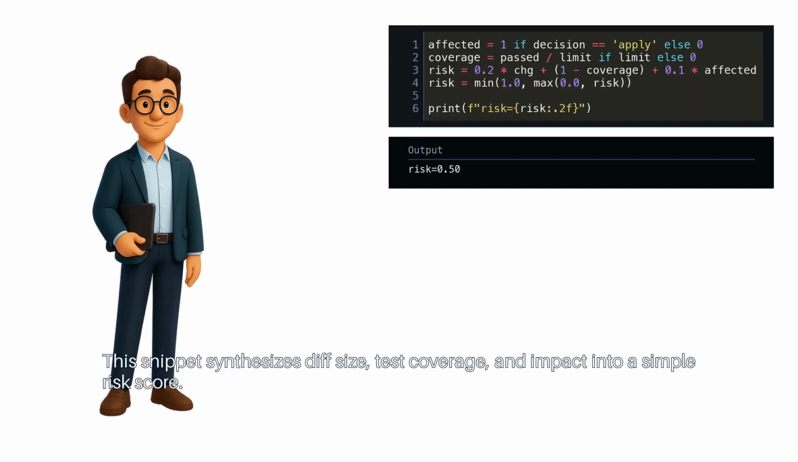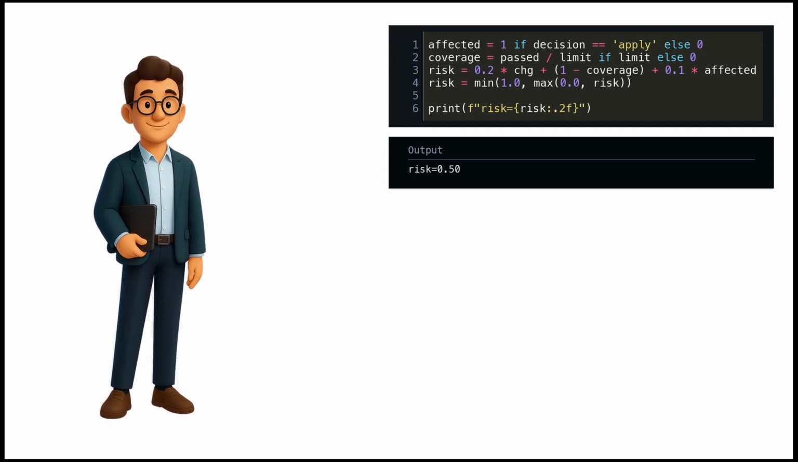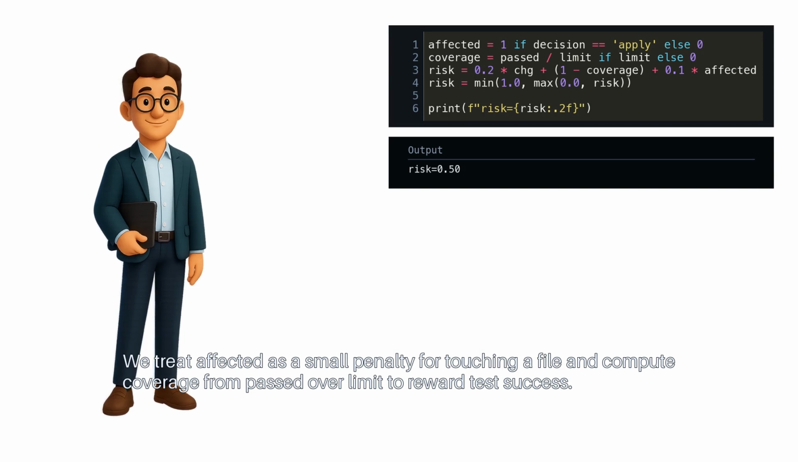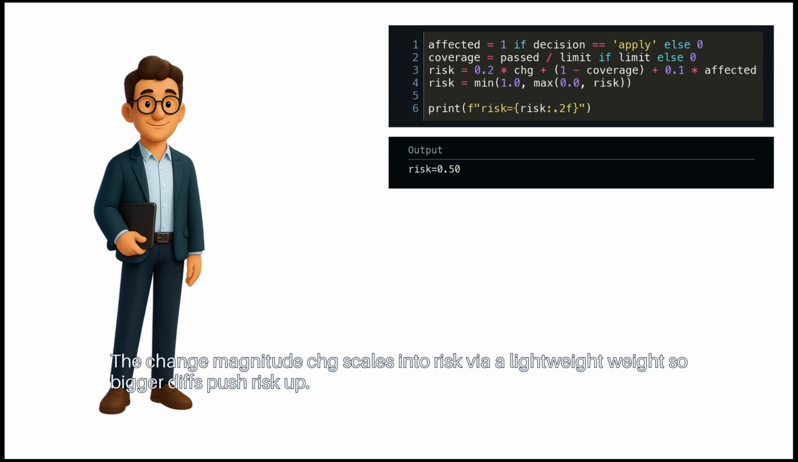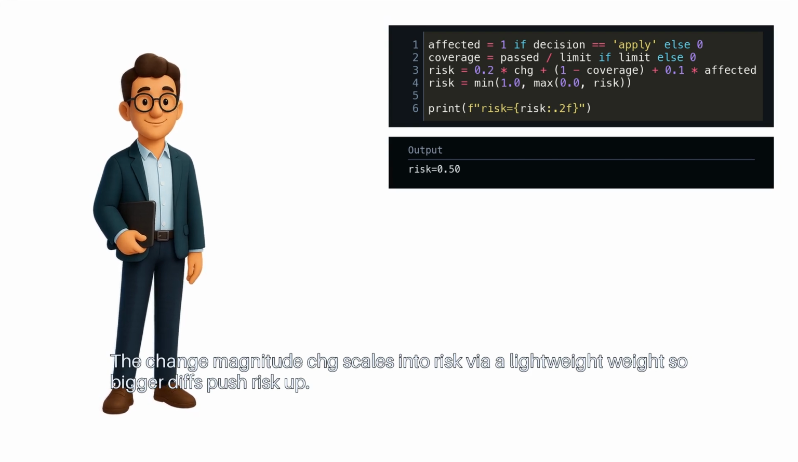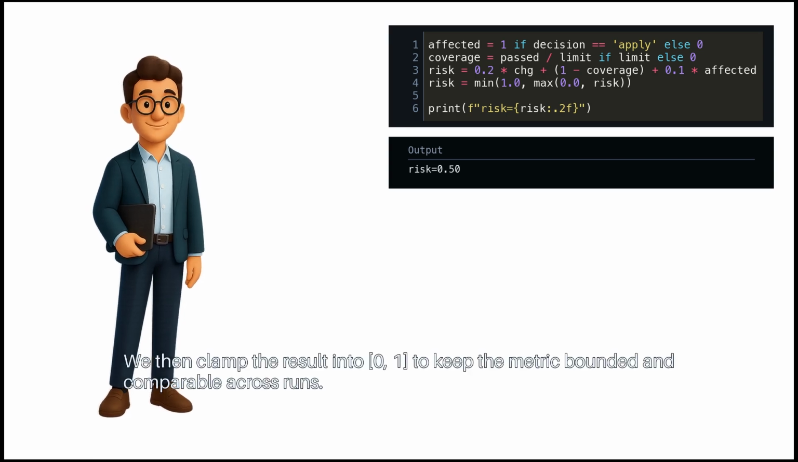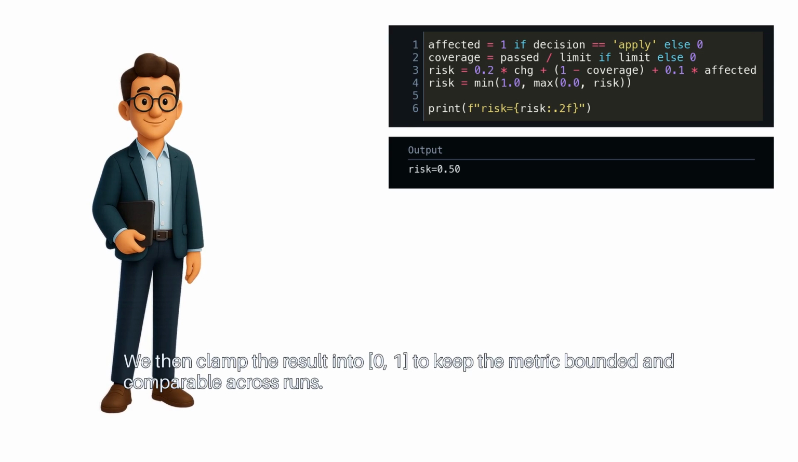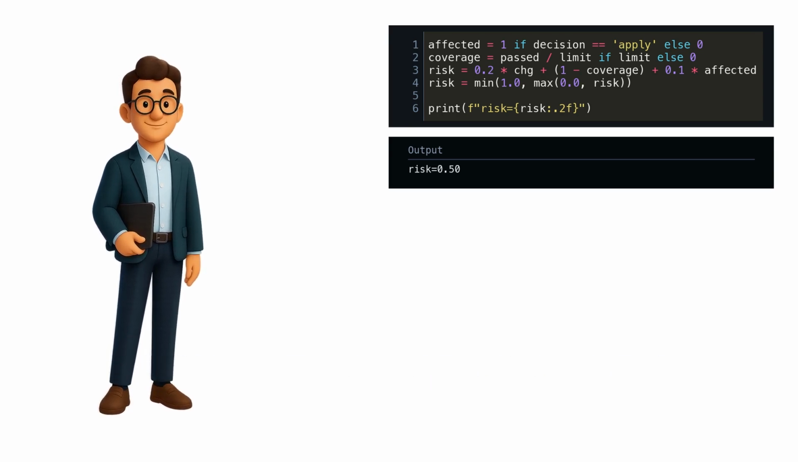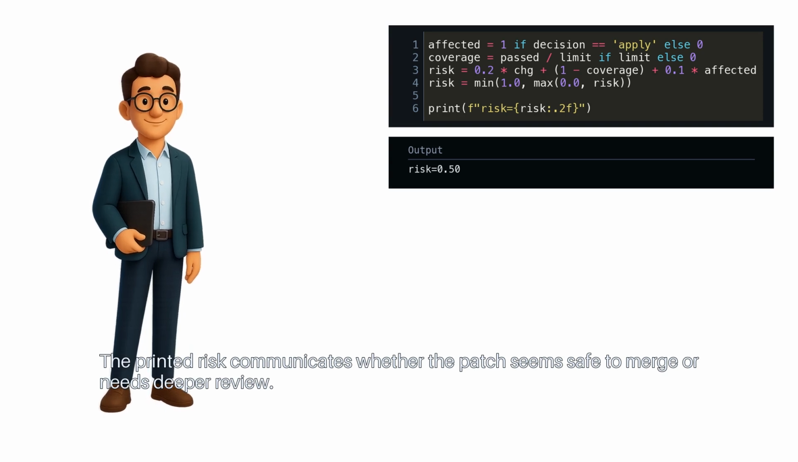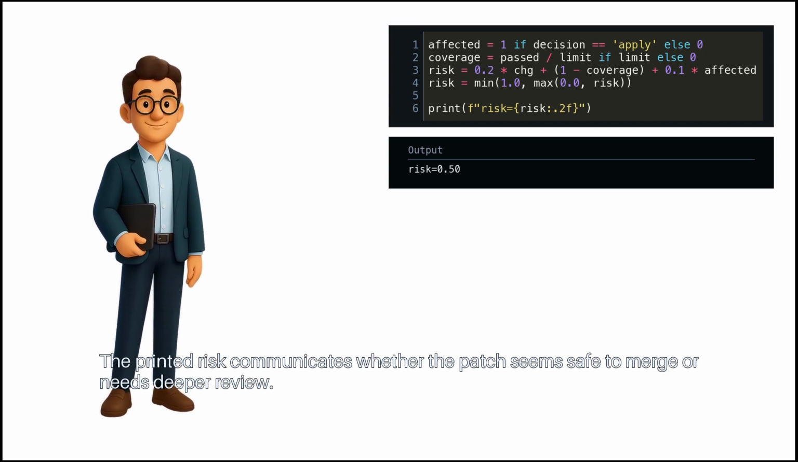This snippet synthesizes diff size, test coverage, and impact into a simple risk score. We treat affected as a small penalty for touching a file, and compute coverage from passed over limit to reward test success. The change magnitude change scales into risk via a lightweight weight, so bigger diffs push risk up. We then clamp the result into 0-1 to keep the metric bounded and comparable across runs. The printed risk communicates whether the patch seems safe to merge or needs deeper review.